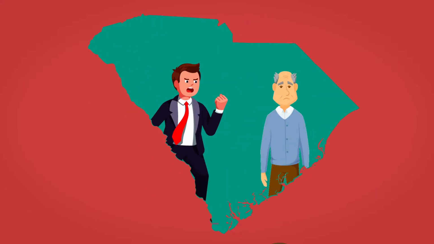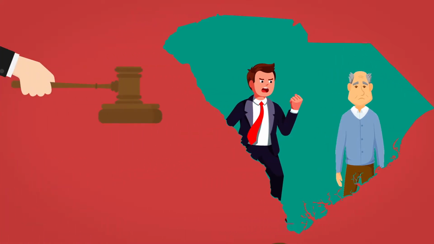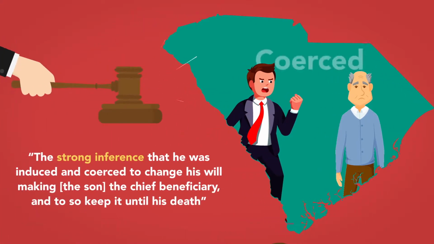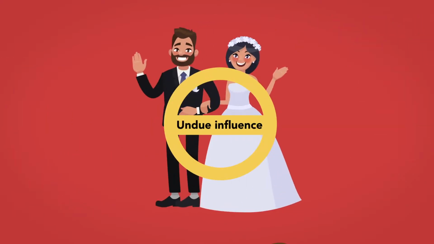In a South Carolina case, threats by a son to place his father with terminal cancer in a nursing home and efforts by the son to restrict visits from other family members was enough evidence to support the strong inference that he was induced and coerced to change his will, making the son the chief beneficiary, and to so keep it until his death. No presumption of undue influence arises from the confidential relationship that normally exists between husband and wife.